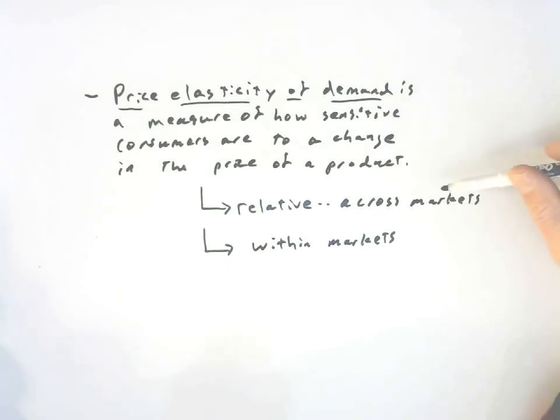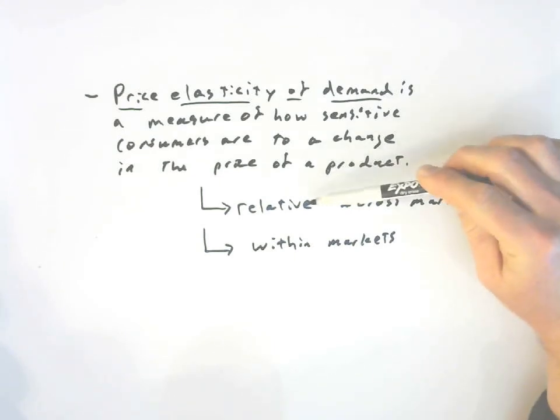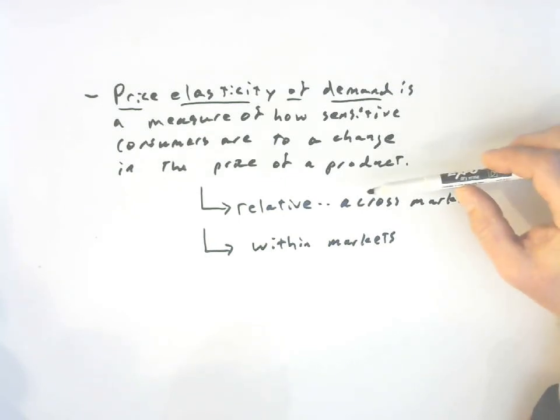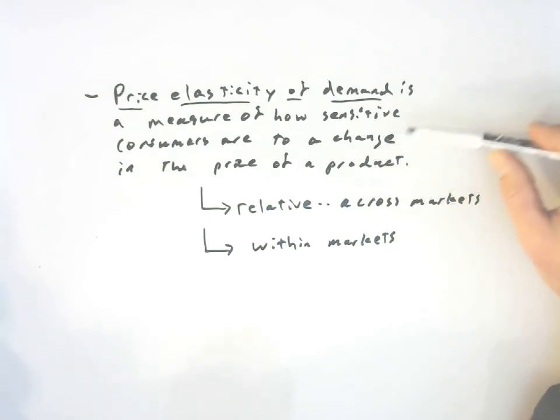We have essentially two ways of looking at price elasticity of demand. One is across markets, what I like to call relative elasticities. In other words, if you have the market for cars, how sensitive are people to changes in the price of cars relative to how sensitive they are to changes in the price of motorcycles, for instance.